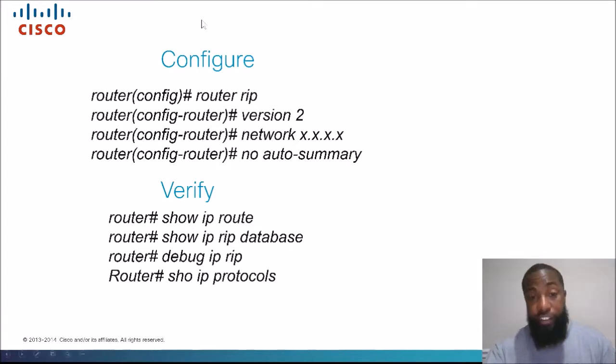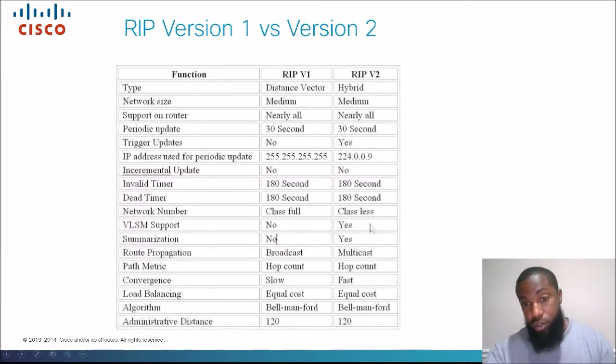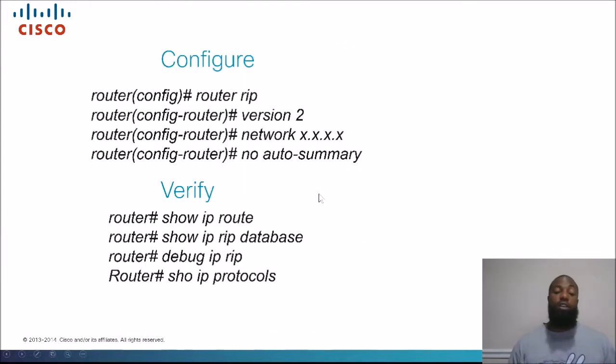And we've talked about what the differences are between version 1 on the left-hand side and version 2 on the right-hand side. Then you just type in your network statements, pretty similar to OSPF, and then you do no auto-summary. Version 1 is classful. Version 2 is classless. I don't think you could do wildcard masks with version 2. I'm not too sure. I've got to double check that.